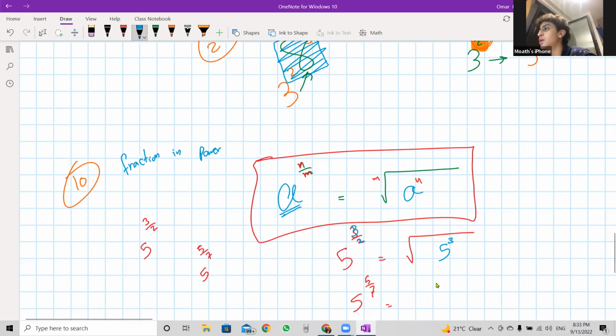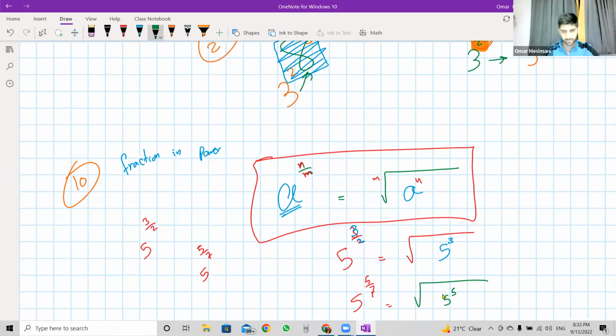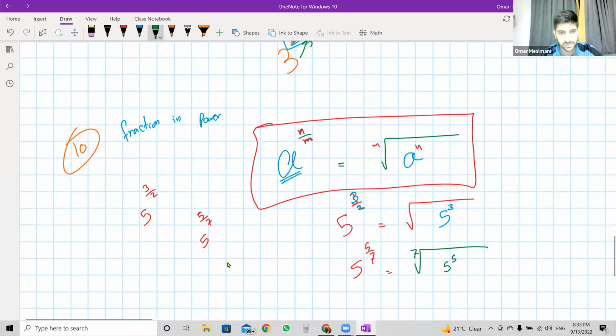It's a radical. It's going to be 5 to the power of 5. And 7 on the outside? Yes, nice. This is power 10. Any problems? Okay, rule number 11, the last one. After that, we're going to solve some examples and exercises.